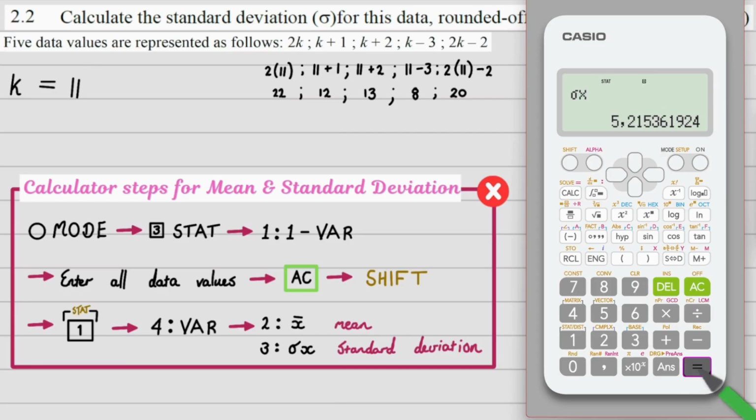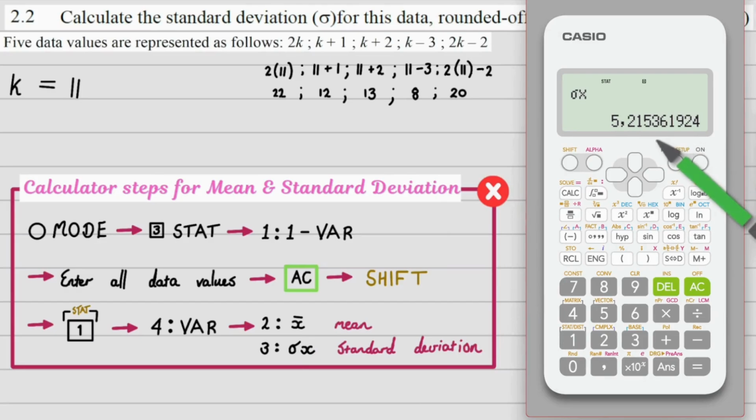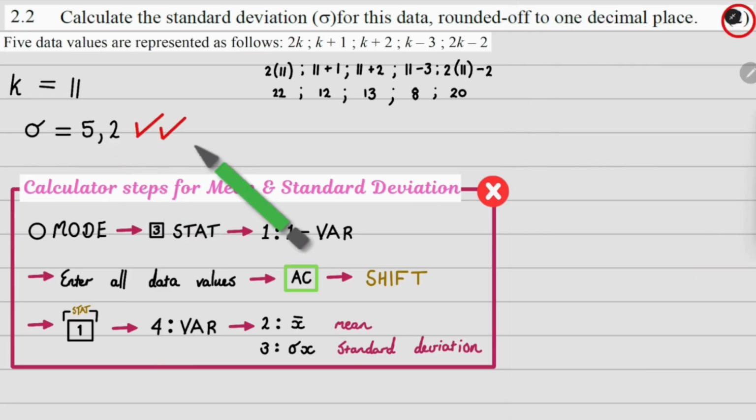And then we press equals. And then we want that to 1 decimal place. So it's just going to be 5.2. And there's our standard deviation, just 5.2. And your 2 marks are awarded purely for the answer.